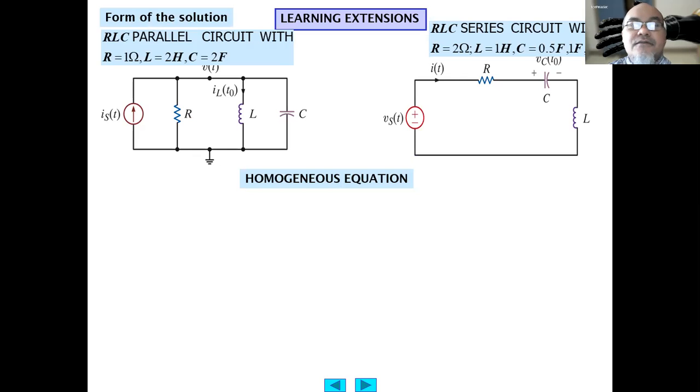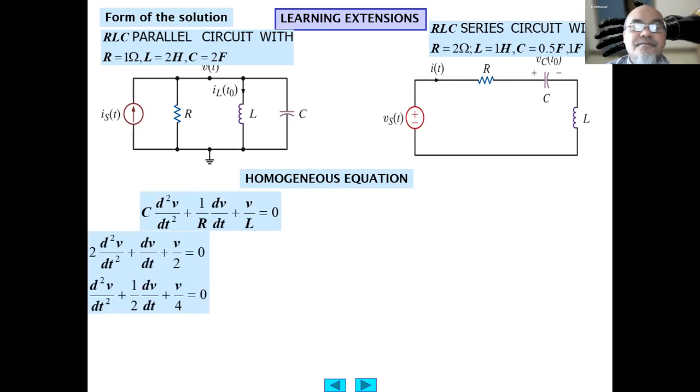Solve the circuit, the voltage. So we write the homogeneous equation first. This is the case when Is(t) equals 0. So this becomes C d²V/dt² + (1/R) dV/dt + V/L = 0.